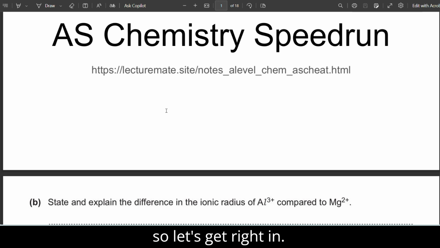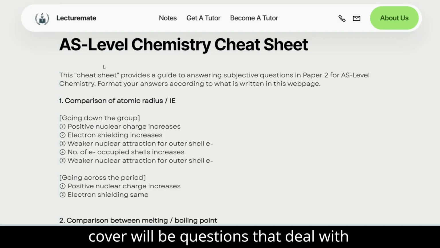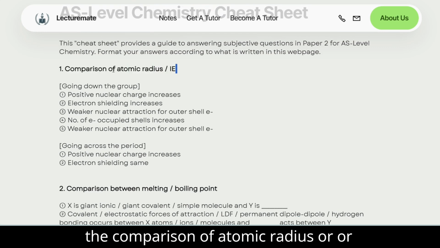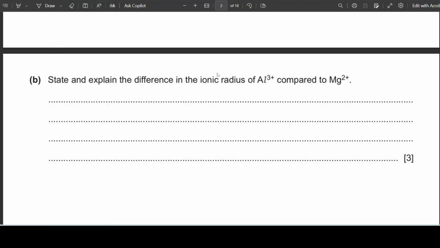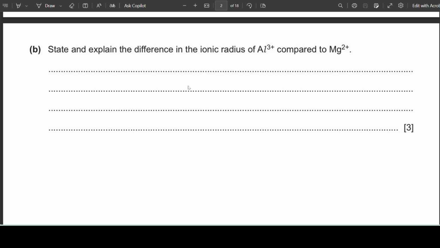Alright, so let's get right in. The first type of question we will cover will be questions that deal with the comparison of atomic radius or things related to ionization energy. So you always get questions like: explain the difference in ionic radius of Al3+ compared to Mg2+.